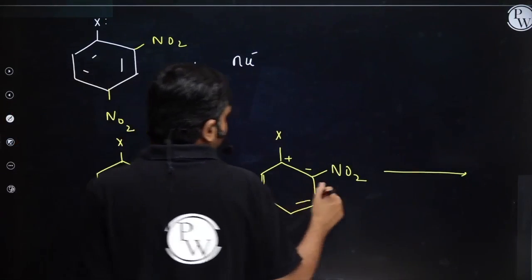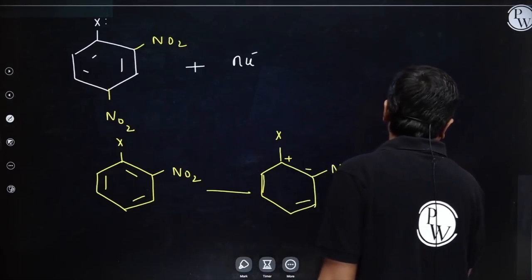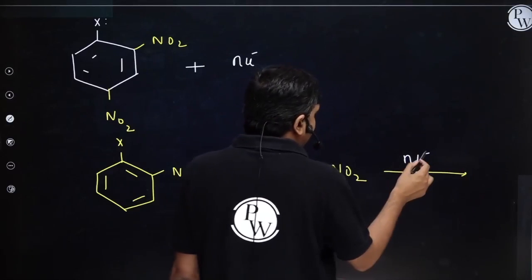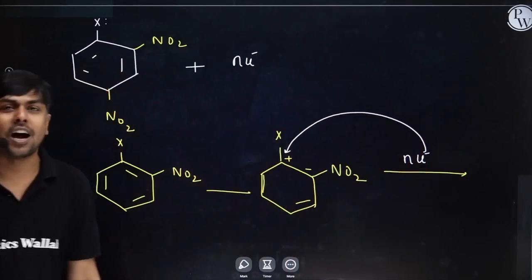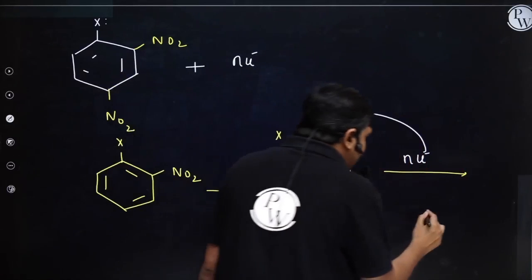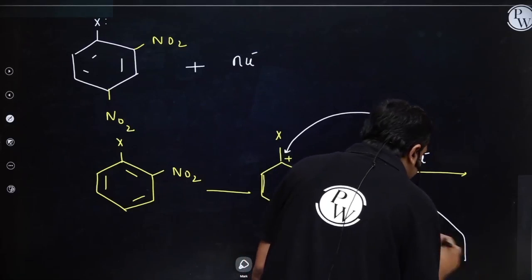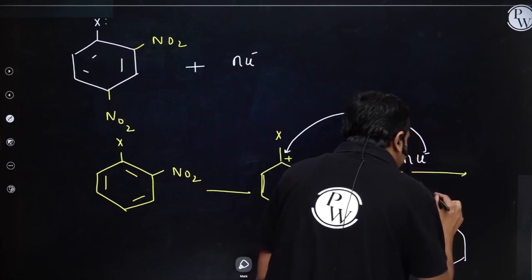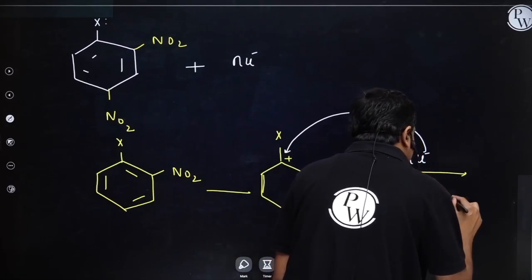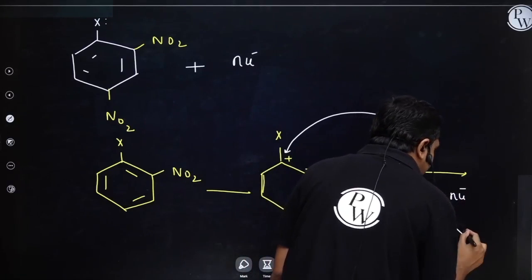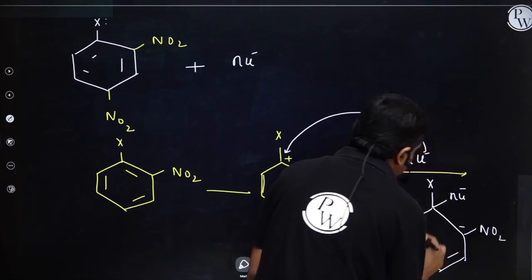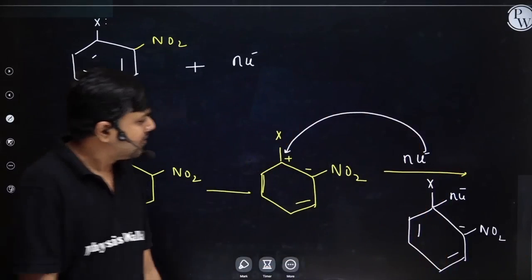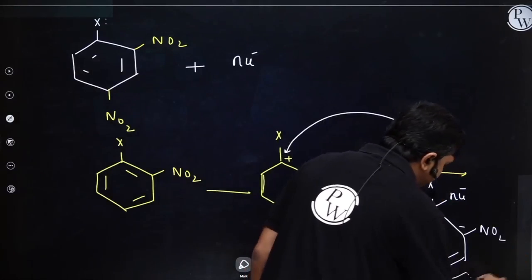My incoming nucleophile, which is an electron-rich species, will attack the electron-deficient site, on this positively charged carbon, and I will have the addition of the halogen nucleophile. Here I am having a negative charge and the nitro group, a structure like this. This is my TS, or you can say intermediate.